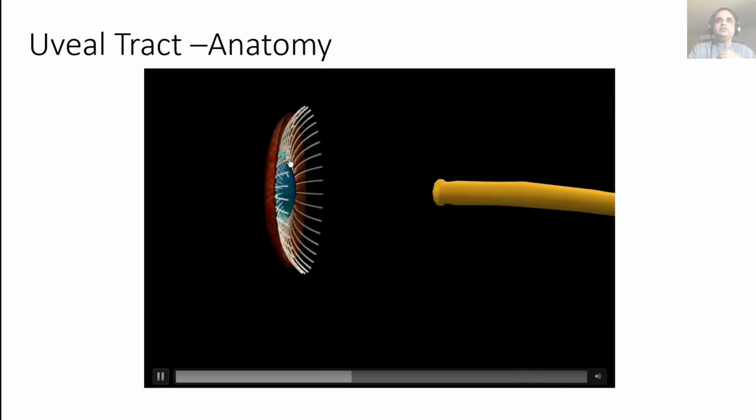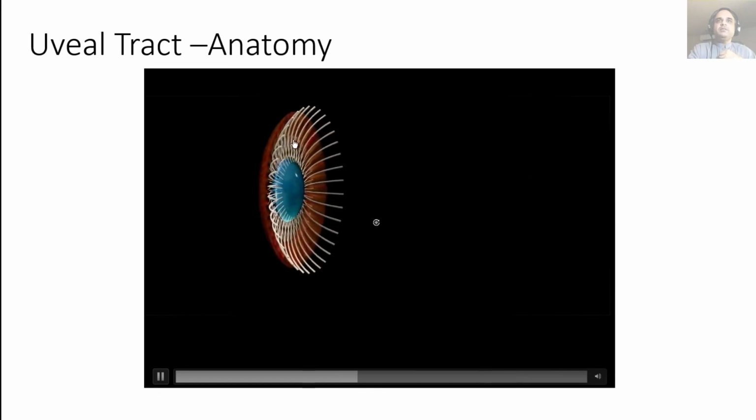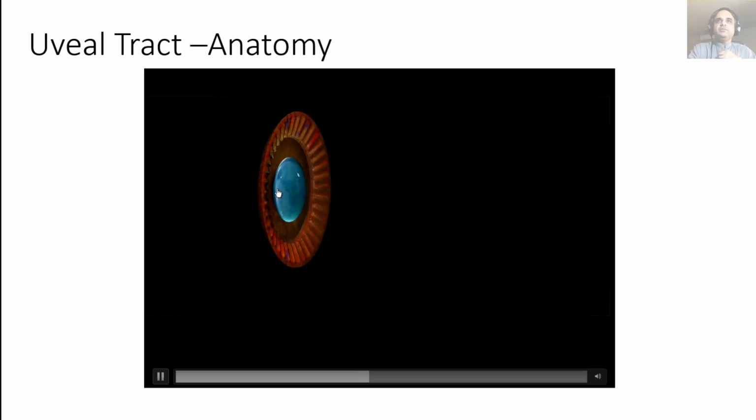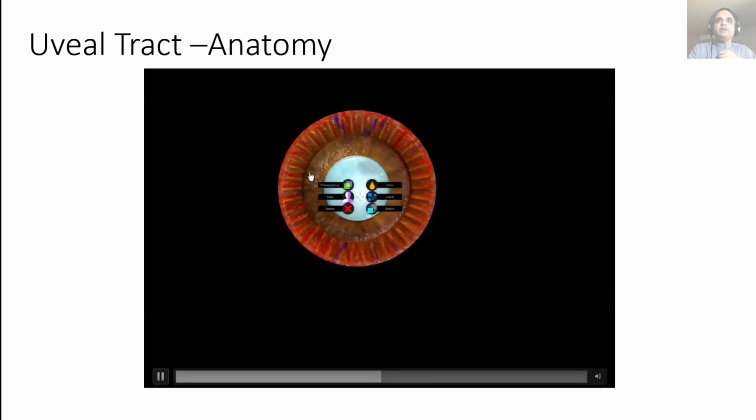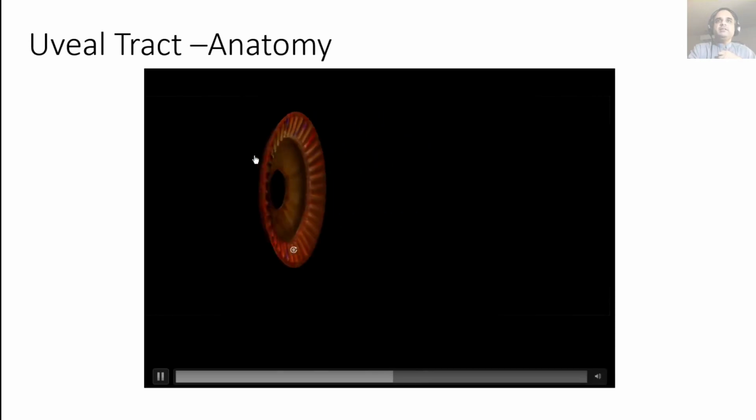And these are the zonules that hold the lens in place. So those are the next to go. And now we have, this is the posterior aspect of the ciliary body, and this is the iris. Remove the lens, iris, and ciliary body.